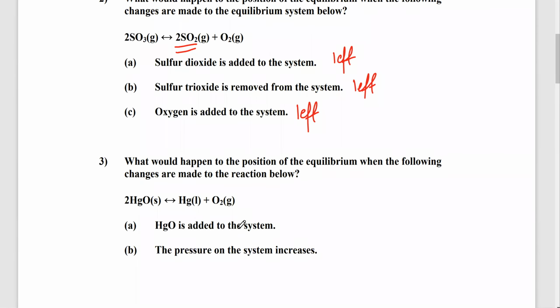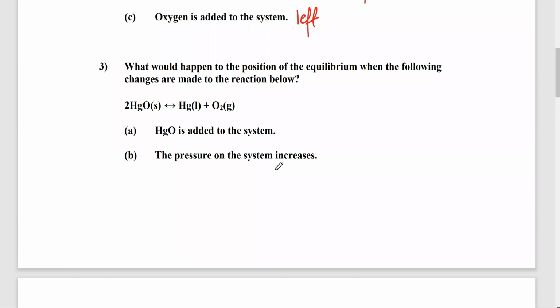What about the next one? What would happen to the position of the equilibrium when the following changes are made to the reaction below? It's going to move to the right for A. On B, it's going to go to the right. This one? No, because it's increasing, so it's going to go to the left. More gas, less gas, what's going to happen? It's going to be less gas, so it's going to go to the right. We're going to try and get more gas on the right. Isn't it going to go towards the less gas side?